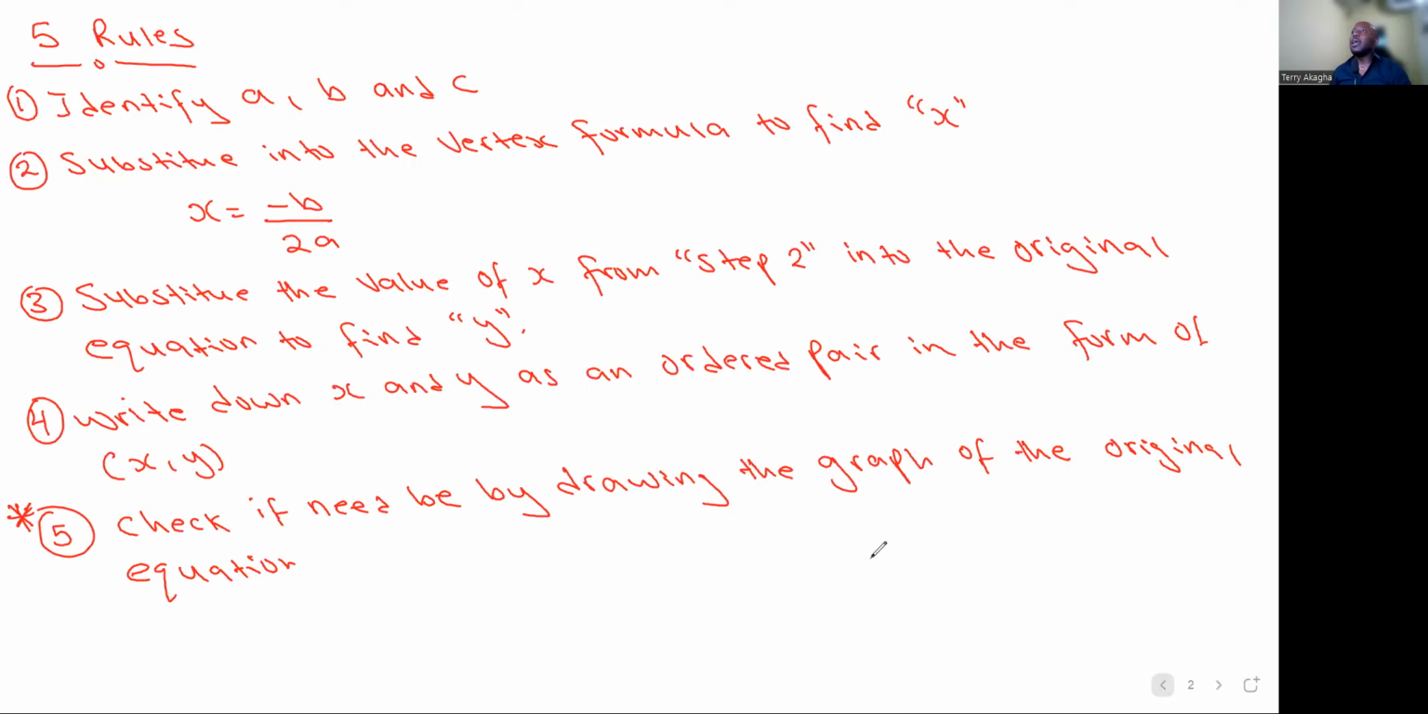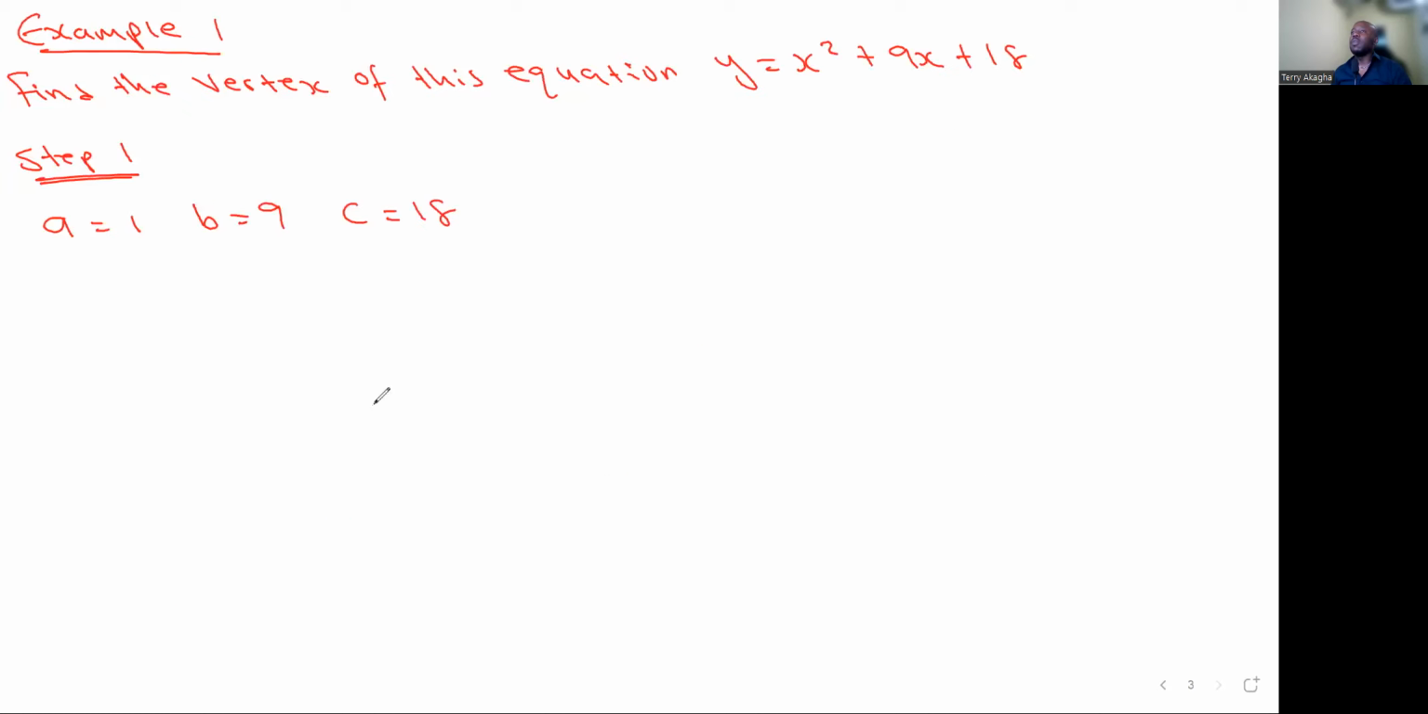Then we need to substitute into the vertex formula to find x, and we know our x is minus b over 2a. So step 2: x is equal to minus b over 2a. That will be equal to minus, the b is 9, divided by 2 times 1, and that will give us minus 9 over 2.